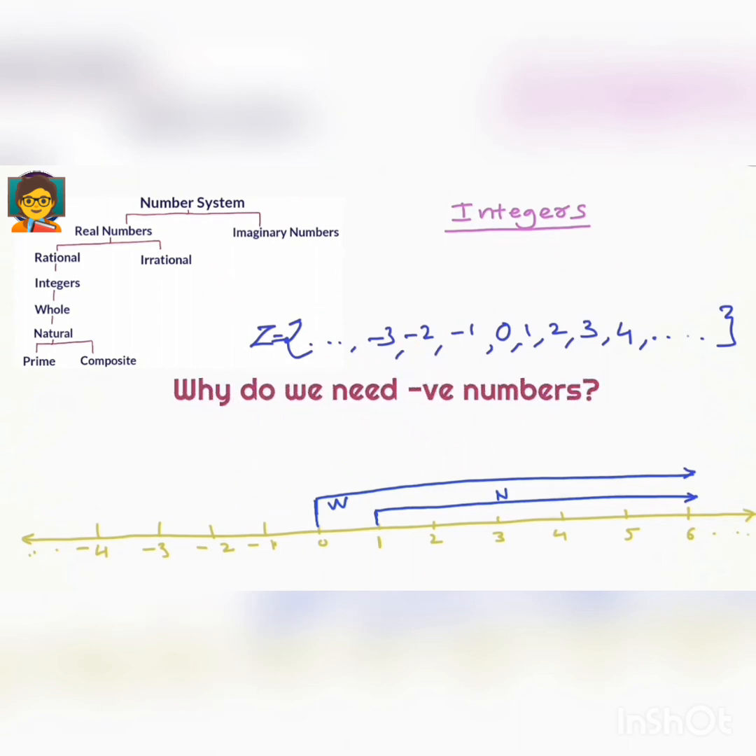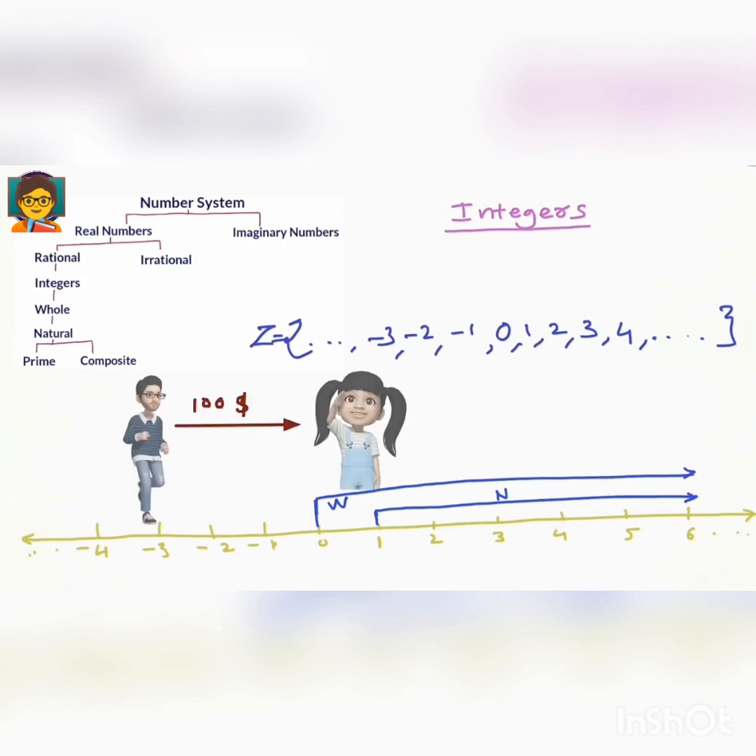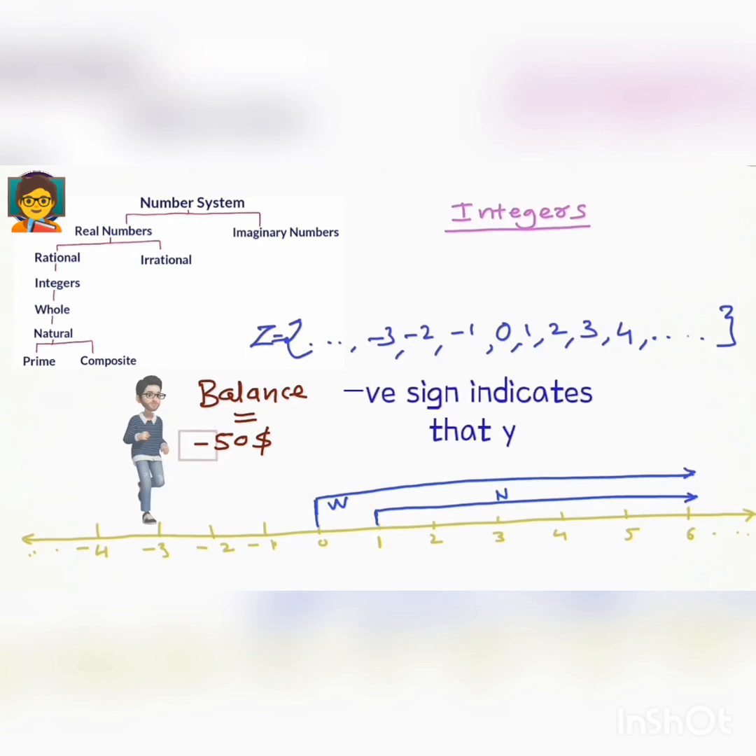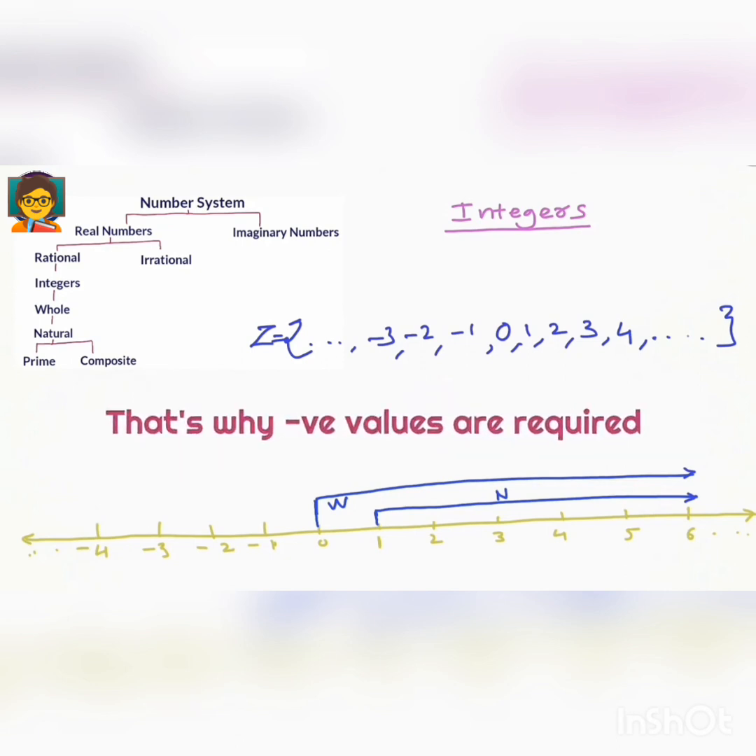Now the question is, what is the need of integers? We know why we have the numbers from 0 to infinity, but why do we have numbers in negative? Let's first understand that. Let's say you have $100 and you give it to your friend. Your friend returns you $50 only. Now how much balance do you have? -$50. We know there is no such note available in the market which amounts to -$50. However, this negative sign indicates that you are in a loss. That's the reason these negative values are required.